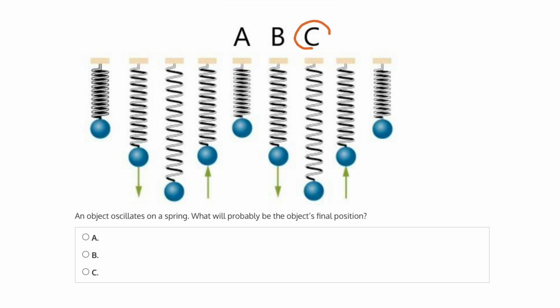In C, likewise, this is also not likely to be the object's final position. It's not the compressed state of the spring, but it's essentially the opposite. This is the fully extended state of the spring.